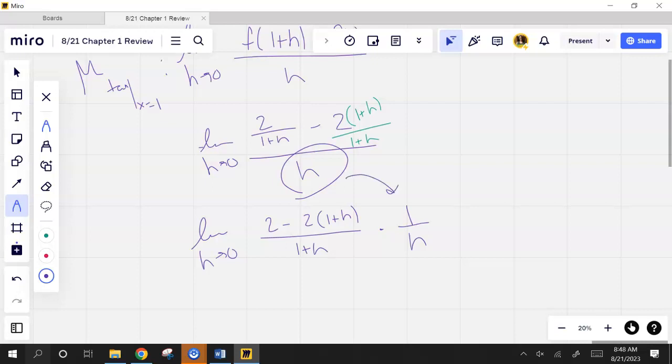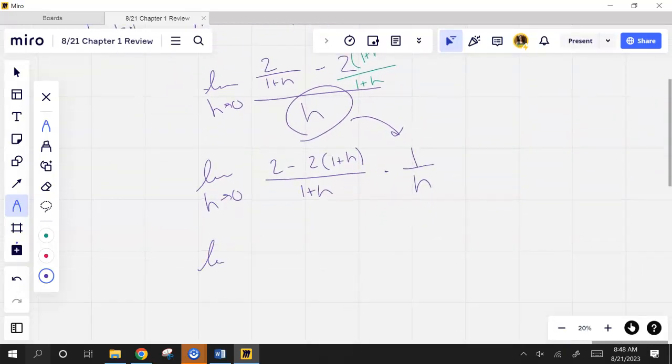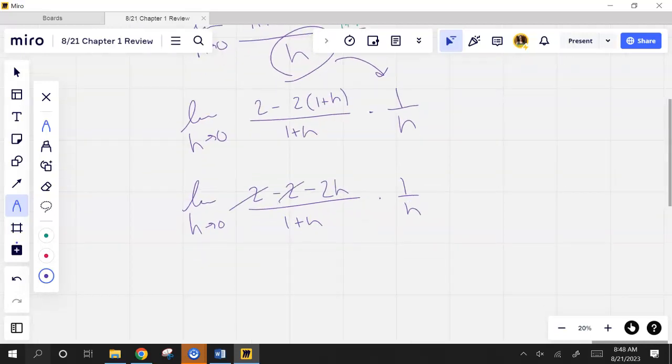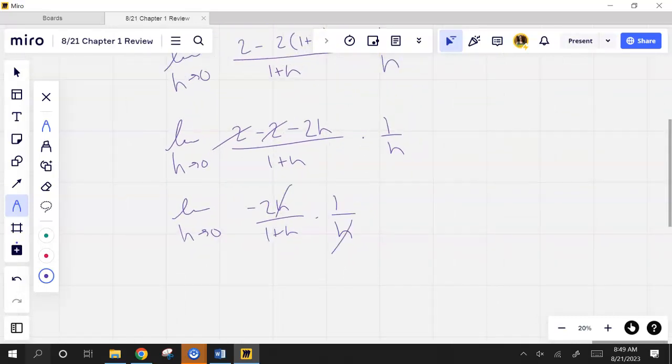Not yet. I will be able to, but not yet. The limit as h goes to 0 of 2 minus 2 minus 2h over 1 plus h times 1 over h. Agree or disagree? Yes? Suddenly it appears, the magic, calculus.